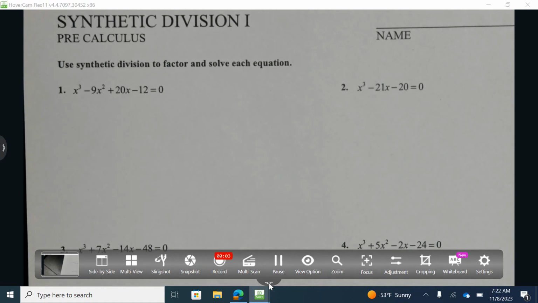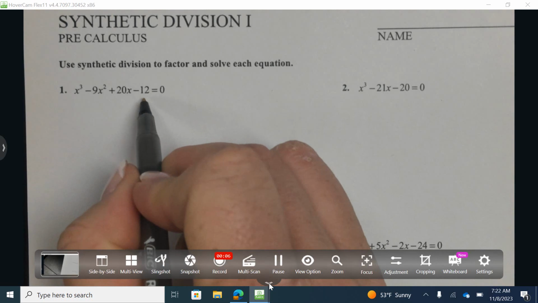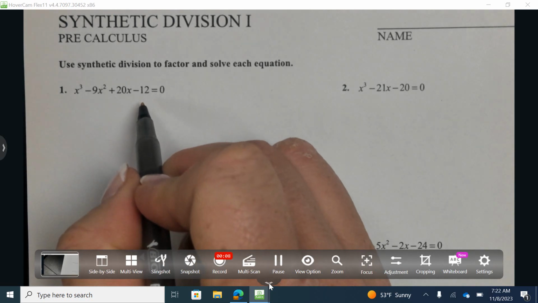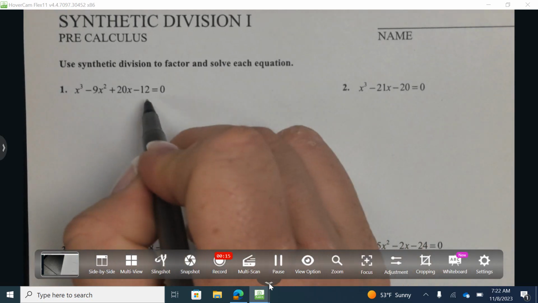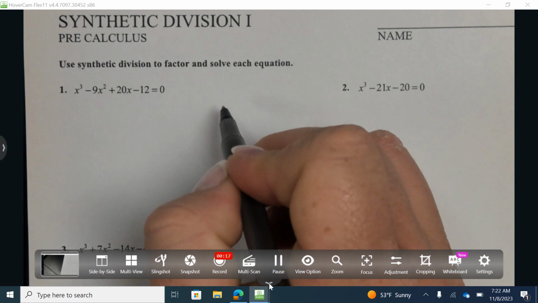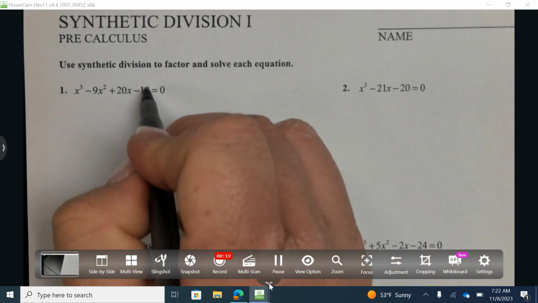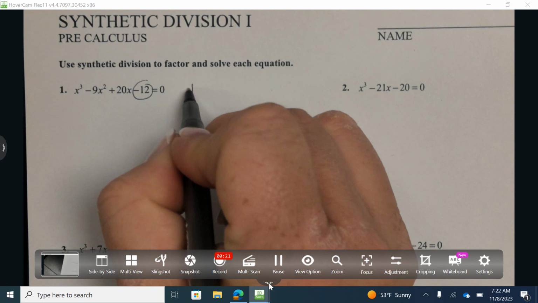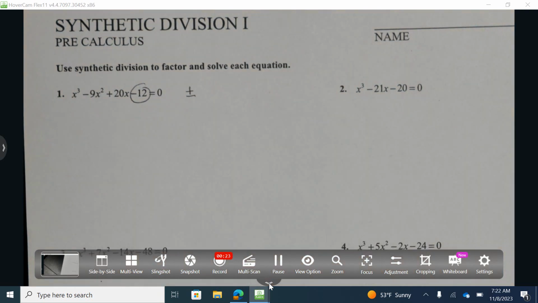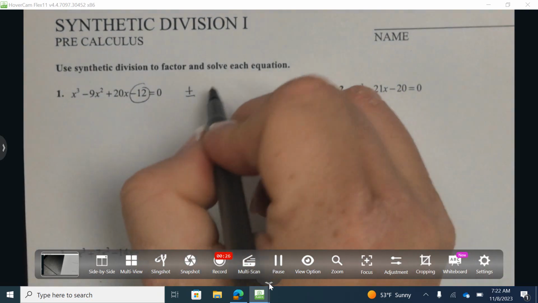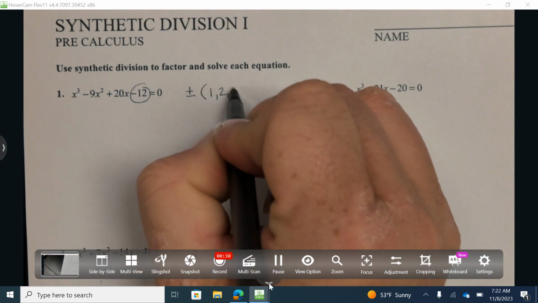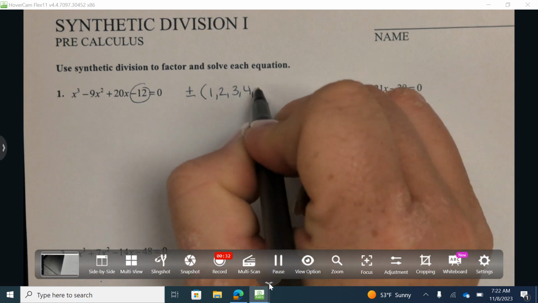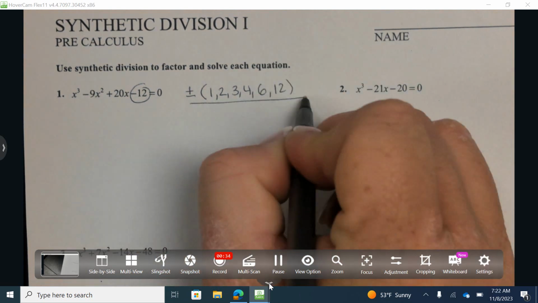I'm going to use the rational root theorem to choose what are the potential roots to solving this polynomial equation. So in order to identify the potential roots, I look at the constant and I write down all of the numbers that evenly divide into it. So what are the factors of 12 or negative 12? Plus or minus 1, plus or minus 2, plus or minus 3, plus or minus 4, plus or minus 6, and plus or minus 12.